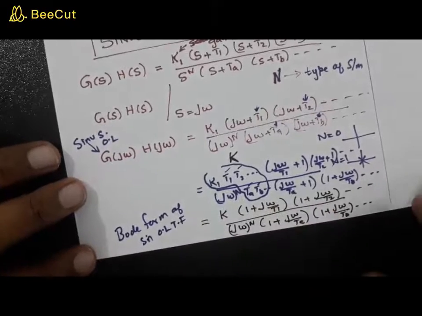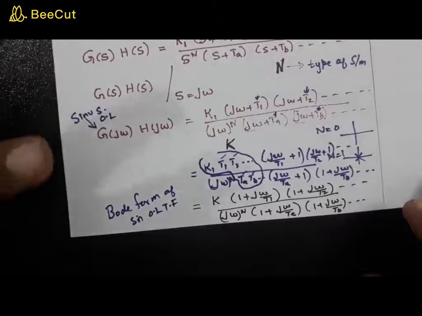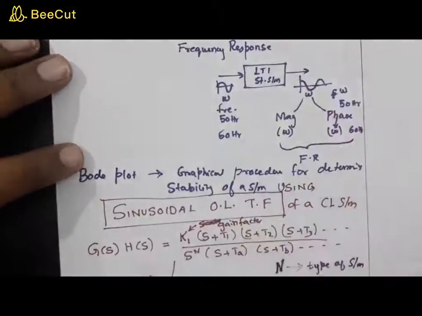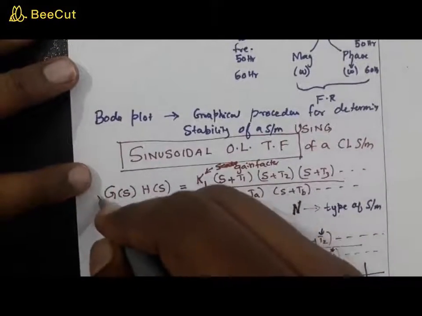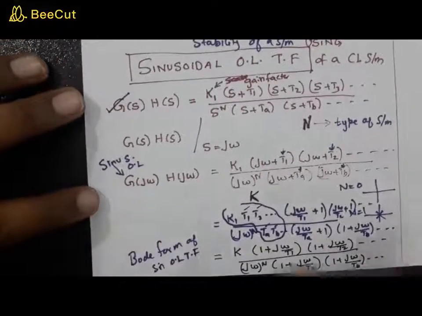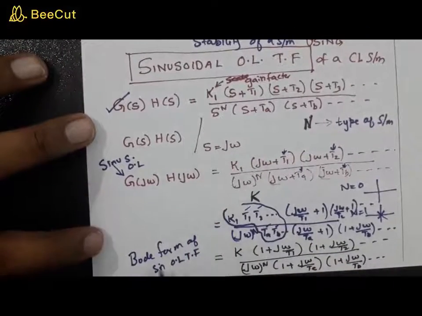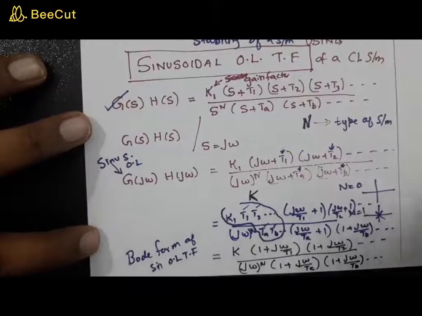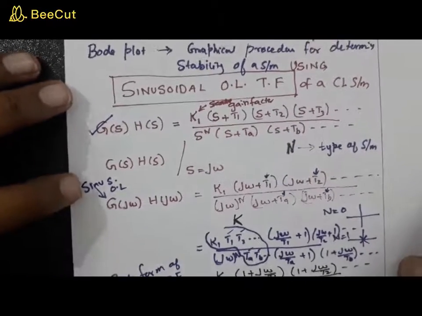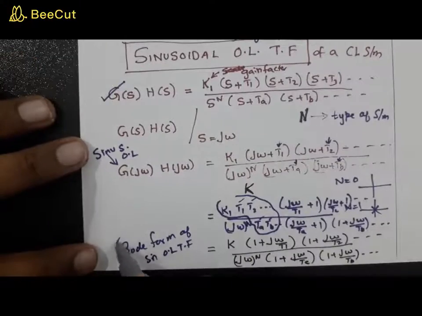Hope you understood what must be the first procedure to do this Bode plot. You will be given G(s)H(s). What you need to do is put s equal to j omega and obtain this Bode form. Now I will show you with an example how to get the Bode form from a given open loop transfer function.